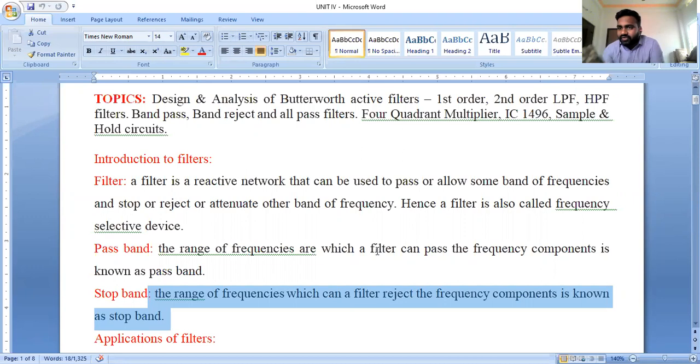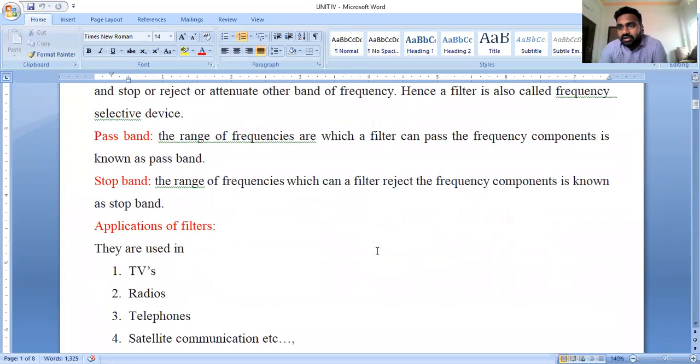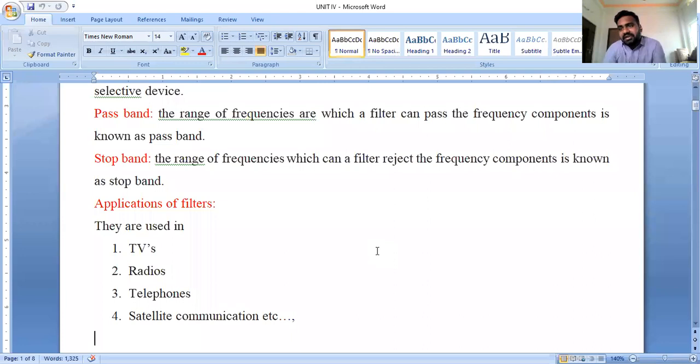If we see the various applications of filters, where do we use them? Mostly in the growing electronic industries, like televisions. Nowadays a wide range of UHD televisions and smart televisions are coming. Also in radio applications, in the process of transmitting the signal, and in telephones, when we discuss bandwidth applications and spectrum. And most importantly, active filters and filter terminology are related entirely to satellite communications. So these are the applications.